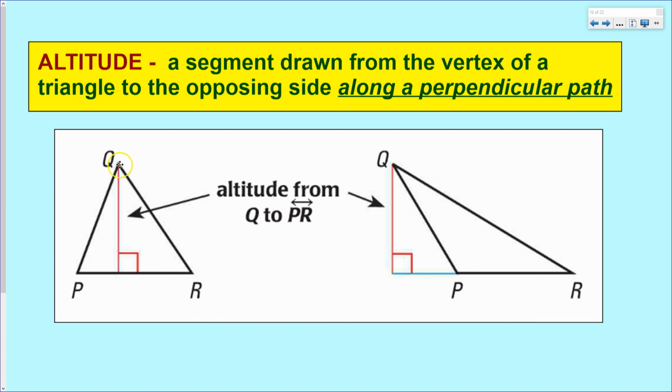So with an acute triangle, this is like the line that you would use to find the height of a triangle if you're trying to find the area of a triangle, that's the altitude. If you were to drop from the vertex to its opposing side along a perpendicular path, it would end up being inside the triangle. But if you do that on an obtuse triangle, for instance, you'll notice that you have something that's on the outside of the triangle. Again, we're going to do a construction in GeoGebra.